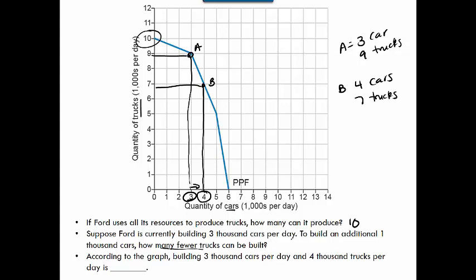So how many fewer trucks? That's 2,000. So the opportunity cost of 1,000 cars is 2,000 trucks. According to the graph, building 3,000 cars and 4,000 trucks, that would put me right here. So I'll call that point C. And what is that? That is efficient. Oops, inefficient, because that is below my production possibilities frontier curve. So anything under the curve means I'm not utilizing all my resources.